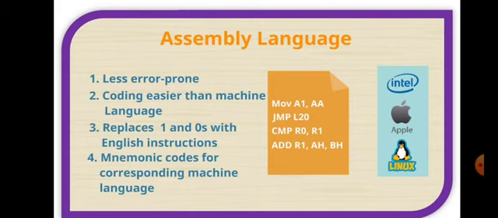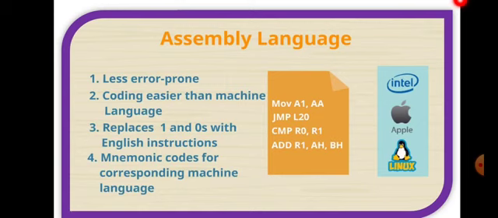Number 4, mnemonic codes. Mnemonic codes are something like bits and pieces. It is not the full code, it is only a part of the code. It's called mnemonic codes for the corresponding machine language. As you can see here, MOV stands for move. So you can easily read that. JMP stands for jump. CMP stands for compare, and ADD stands for add.